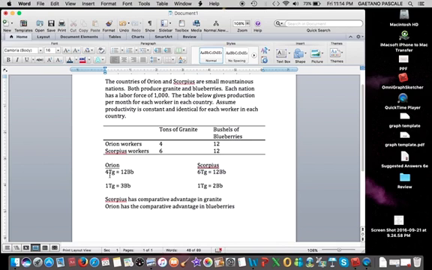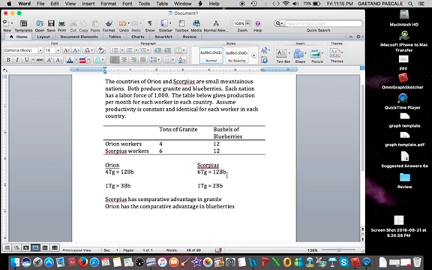One month could have been used to produce 4 tons of granite, or alternately it could have been 12 bushels of blueberries. We do the same thing for Scorpius. For the 1 month, this individual typical worker could have produced 6 tons of granite, or they could have produced 12 bushels of blueberries. So in the time that they produced 6 tons of granite, they could have produced 12 bushels of blueberries. So those are equivalent to one another.